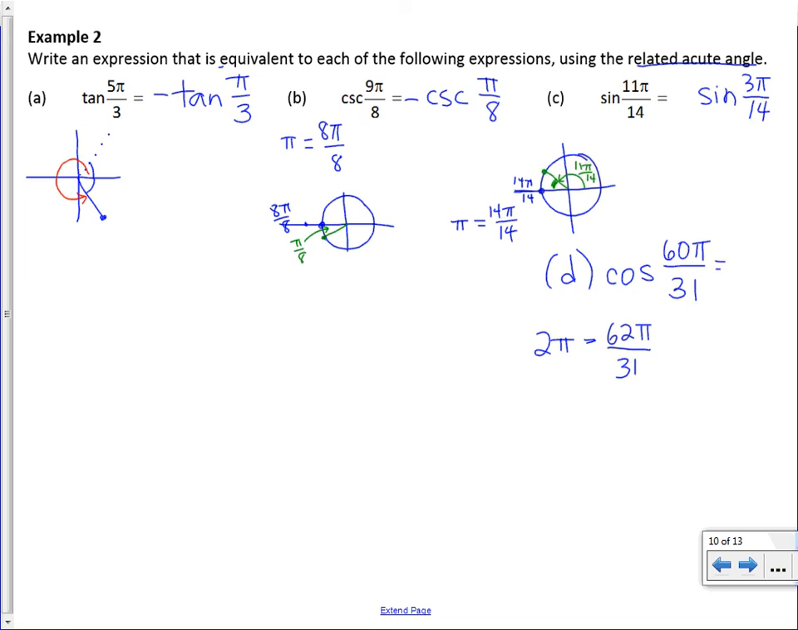The extra bit. So the cosecant of 2 pi over 31, and then do I need the negative or not? Where's 60 pi over 31? It's in quadrant 4, and in quadrant 4 sine is negative, so I do need the negative. So that's your thought process when you do this.